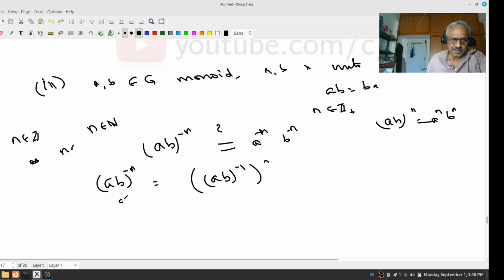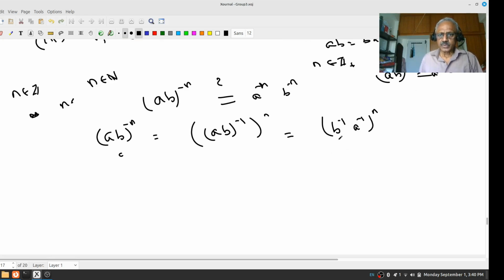Call this c. c to the power minus n is c inverse to the power n. But I know what (ab) inverse is. (ab) inverse is b inverse a inverse, to the power n.